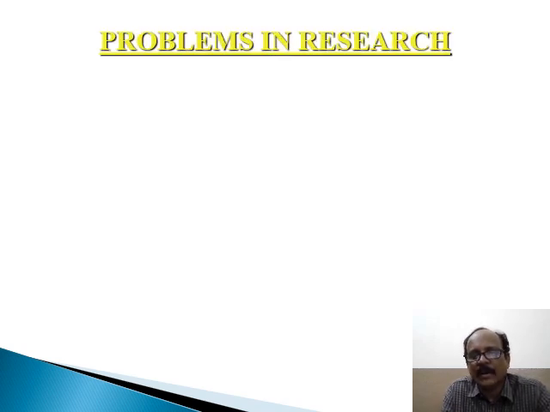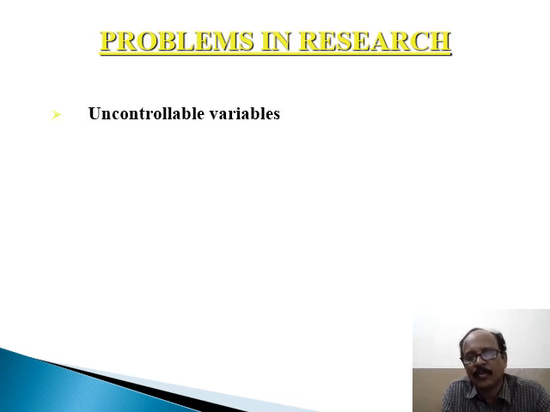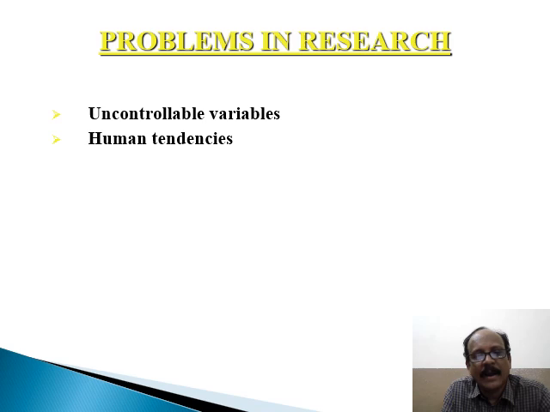And generally now we are talking about problems in research. What are the problems you had to encounter during the research? Normal problems: uncontrollable variables. There are two types of variables, as you are aware, controllable variables and uncontrollable variables. Controllable variables are within human hands, uncontrollable variables are beyond human hands. But sometimes with uncontrollable variables, how can we cope with them? You have to work with human beings or a team, and human tendencies are also important.